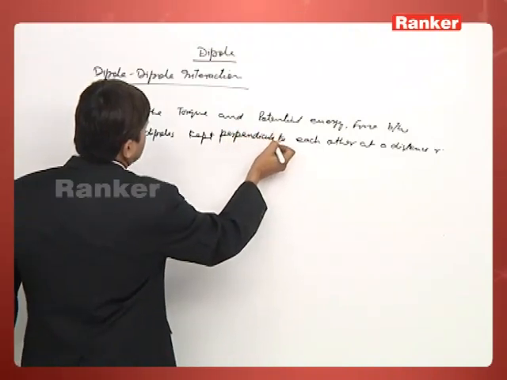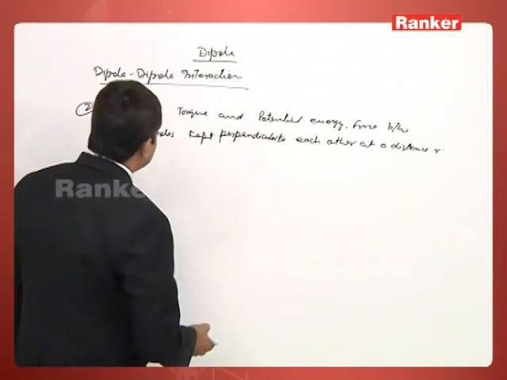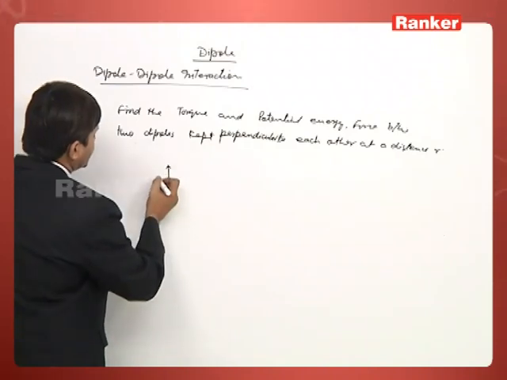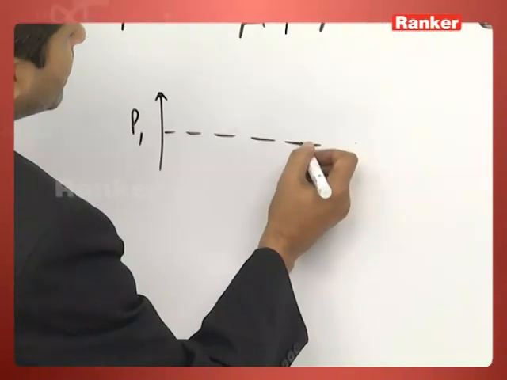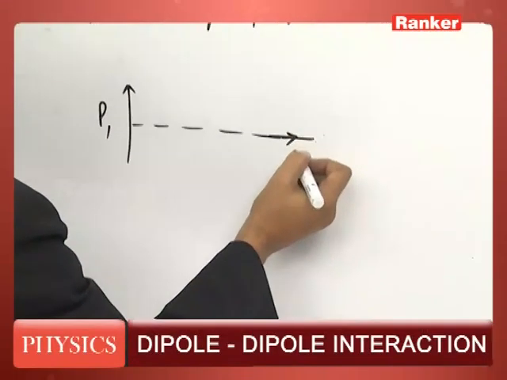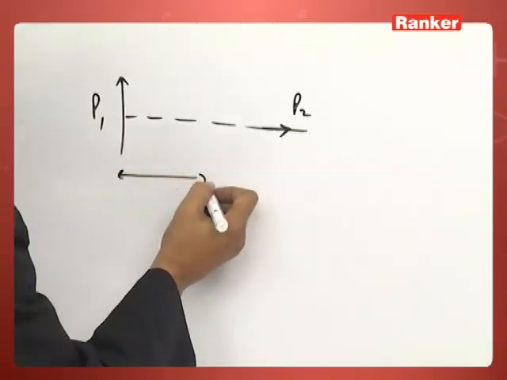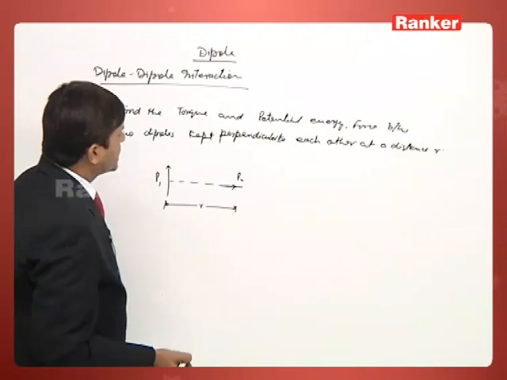Kept perpendicular to each other at a distance r. It means right now the situation is like this. Let this be your one dipole moment P1, and another dipole have dipole moment P2. It is kept like this. In the same way we will calculate again.